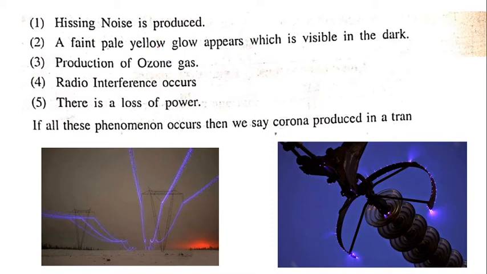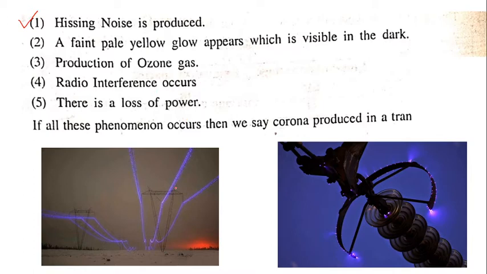Whenever a hissing noise is produced surrounding the conductor, we can call it ionization of air, or we can also call it corona loss produced at that conductor. Or we can see the pale yellow glow appear, visible in the dark. As you can see over here near the guard ring, we can see the glow appear, which we can observe in the dark. Ozone gas is also produced surrounding the conductors, and radio interference occurs.